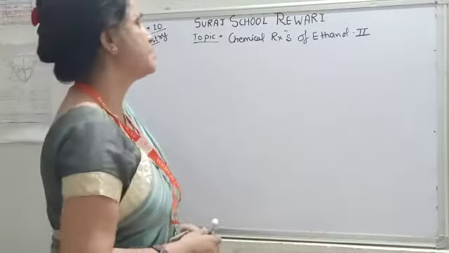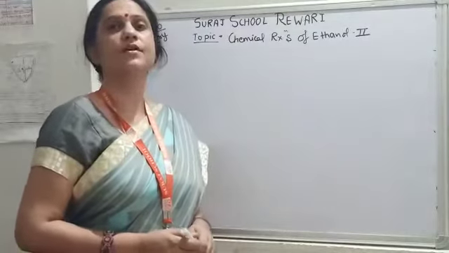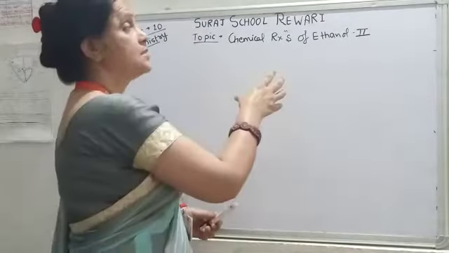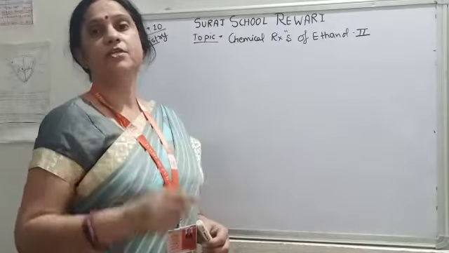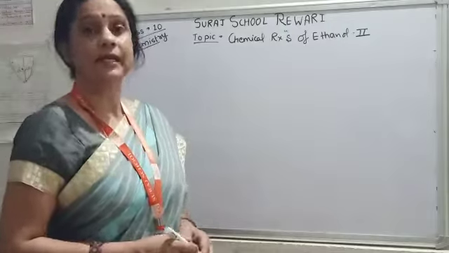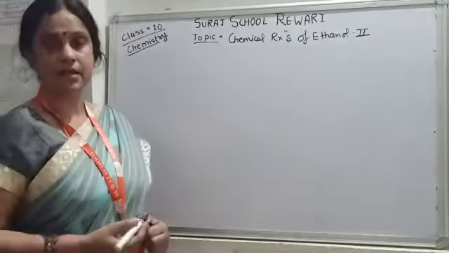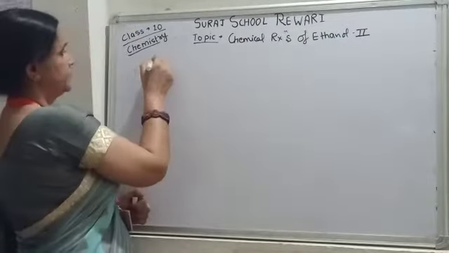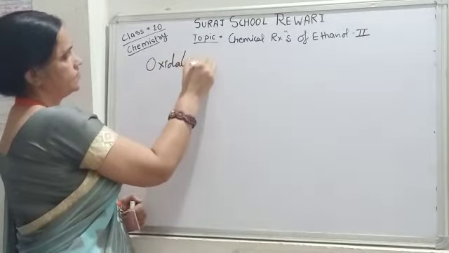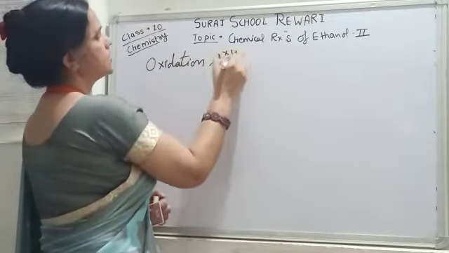Students, our today's topic is chemical reactions of ethyl alcohol part 2. In this, we study the two major reactions of ethyl alcohol, that are oxidation and esterification. Oxidation reaction.